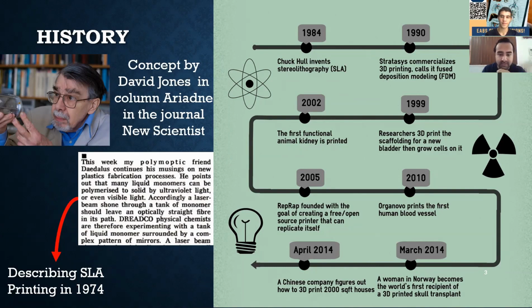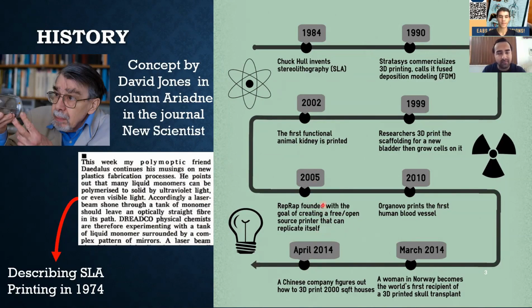So, as a sort of rough timeline of 3D printing throughout the ages, 1974 was when this happened. And then Chuck Hill embedded SLA type of printing in 1984, commercially at least. And then you have this company called Stratasys commercializing 3D printing and creating what they call fused deposition modeling, which is the most popular type of 3D printing, in 1990. Then we had some bioprinting of organs such as bladders that can grow cells in 1999, a functional animal kidney in 2002. And then this open source company called RepRap was founded in 2005 that created this open source printer that can replicate itself essentially.